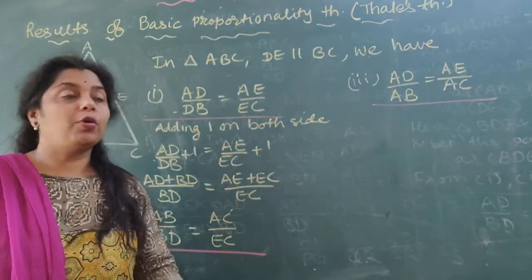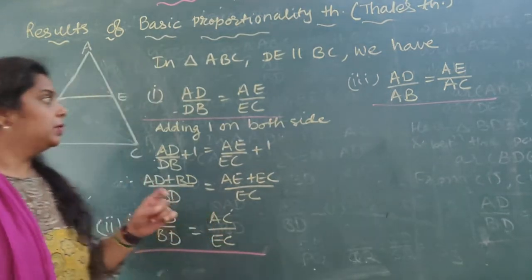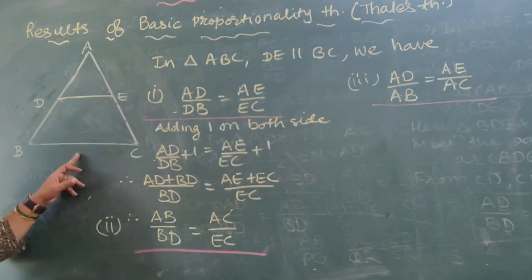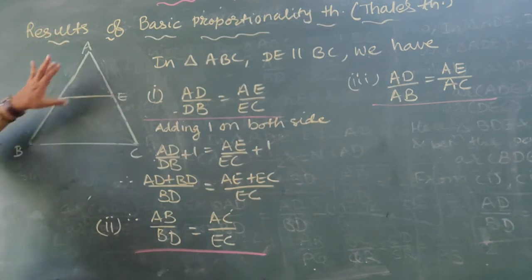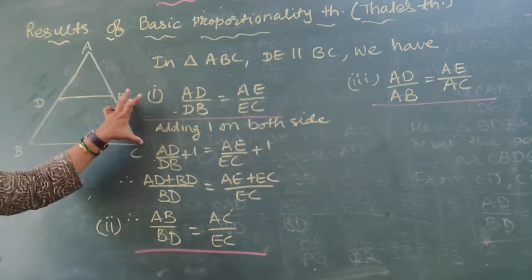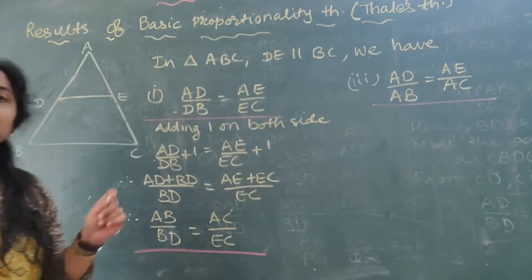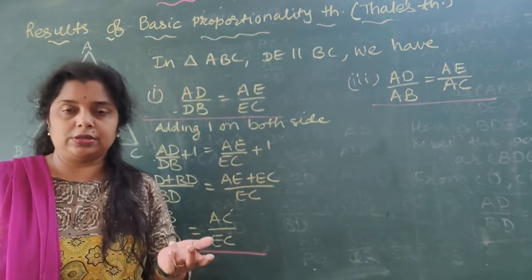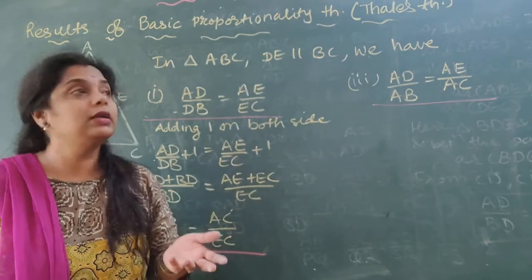Now let's see some important results related to the basic proportionality theorem. As we know, in triangle ABC, if we draw DE parallel to BC, we get AD by BD is equal to AE by EC. We just proved this. By this main important result, we will get two more important results, which are also very useful to solve sums.